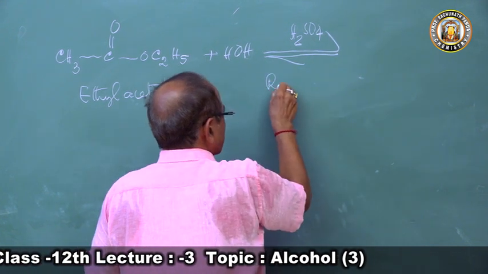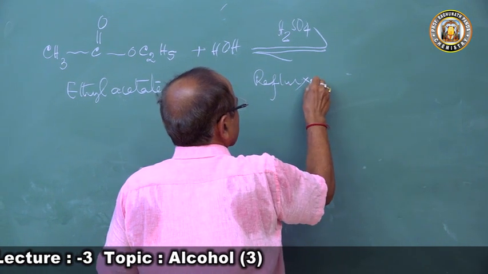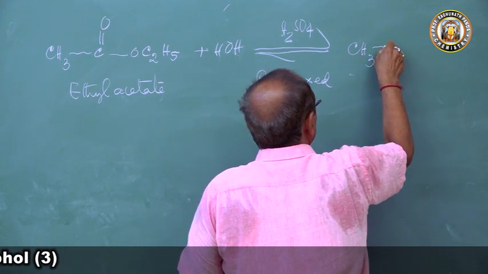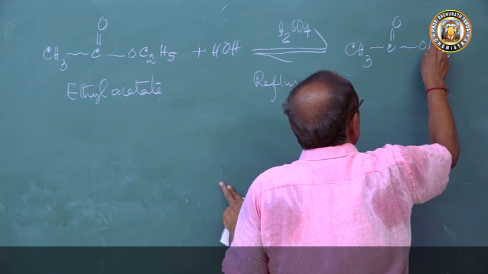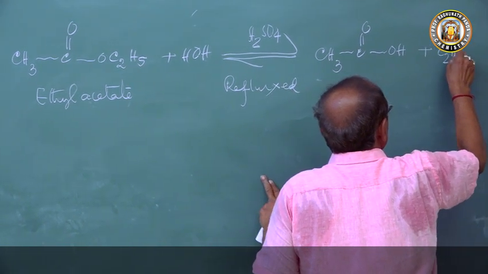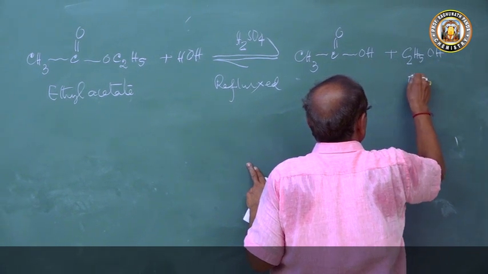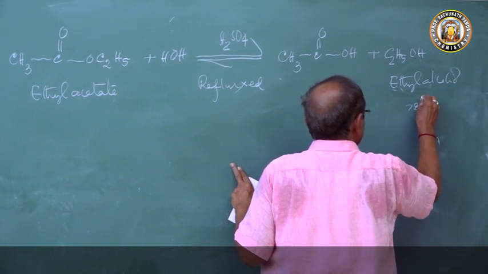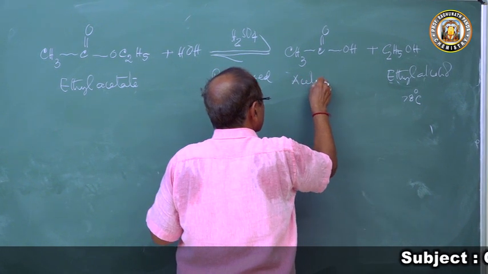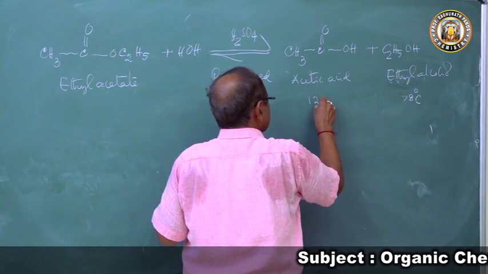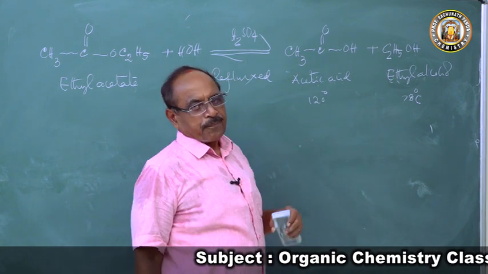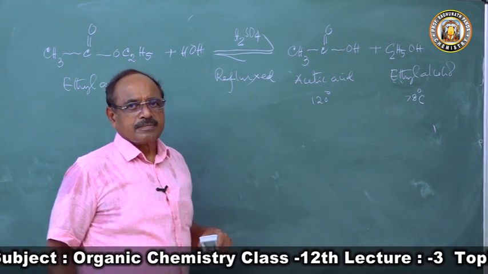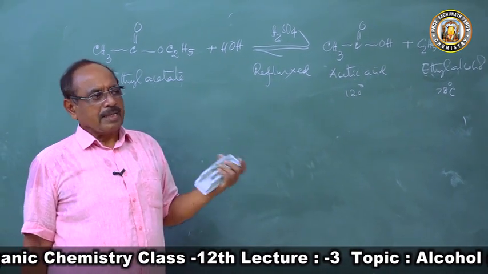It is refluxed. This process is called refluxing. Then what do you get? We break the molecule here. We get CH3COOH, acetic acid, and the alcohol C2H5OH, ethyl alcohol. We get ethyl alcohol whose boiling point is 78 degrees centigrade, and acetic acid whose boiling point is 120 degrees centigrade. So they have much difference in their boiling points. We do the fractional distillation, and they can be separated by fractional distillation. So this is a very useful method used in the laboratory.